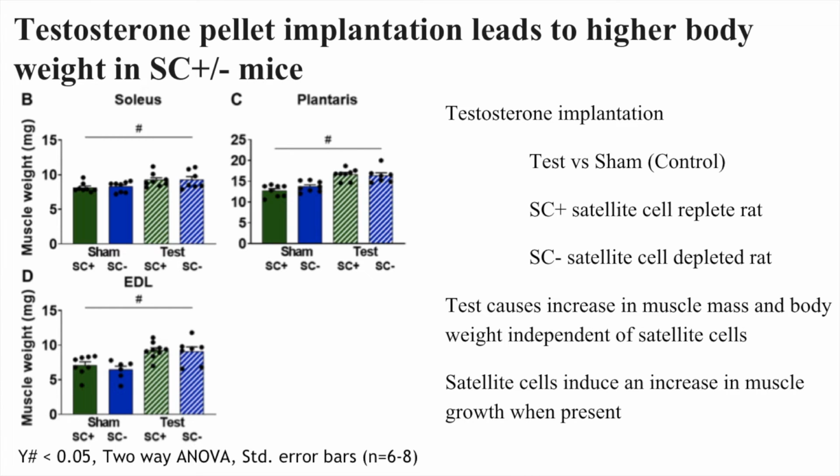The results show that with or without satellite cells in rats, testosterone seems to increase the muscle mass. However, when satellite cells are present, it can induce a greater increase in muscle growth. This can be said when we compare SC plus tested and SC plus sham to SC minus tested and SC minus sham. Between SC minus tested and SC minus sham, there is only a small increase in muscle growth.